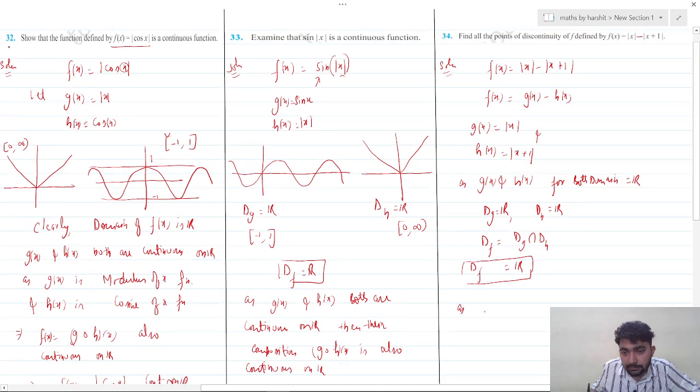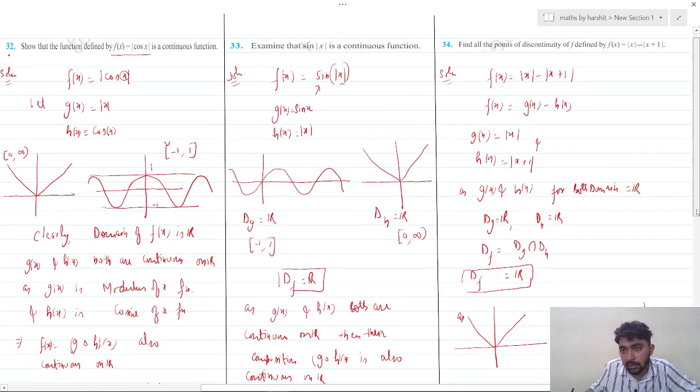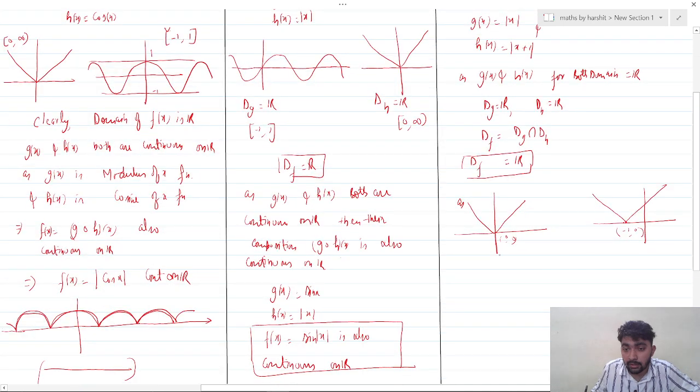Now we can draw the graph of mod x. How can we draw the graph of mod x? Mod x graph is this one. And what is the graph of mod of x plus 1? Mod of x plus 1 is this graph. This is the minus 1, 0 point, and this is our 0, 0 point. Like that we can draw the graph. Both graphs we can draw on complete R without lifting up the pen.